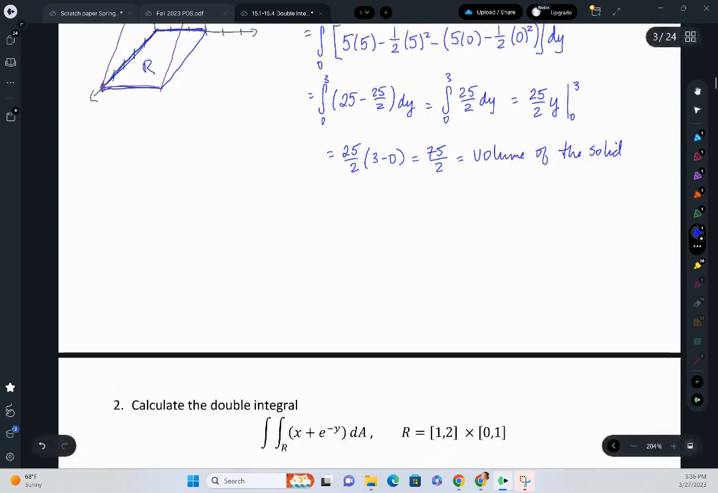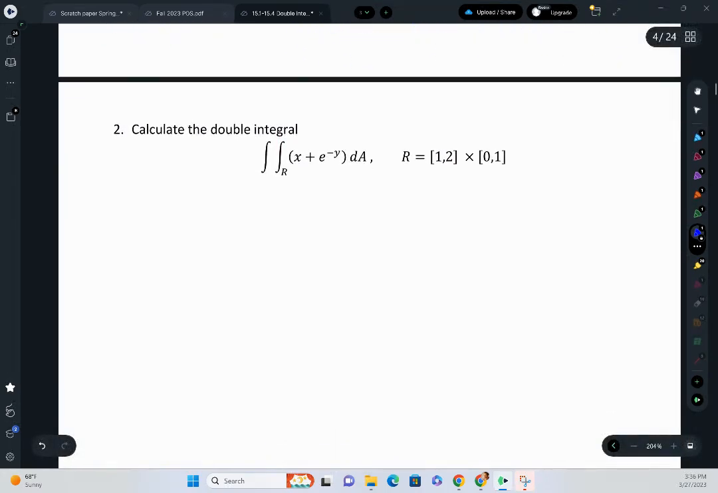Okay, next question, we're supposed to calculate a double integral, and now they're not asking us to sketch anything. That's fine. We're given a rectangular region. Remember the first interval, that's going to be x values, and the second interval, those are going to be y values. And it doesn't really matter which order I go in. I have Fubini's theorem saying just do what you like.